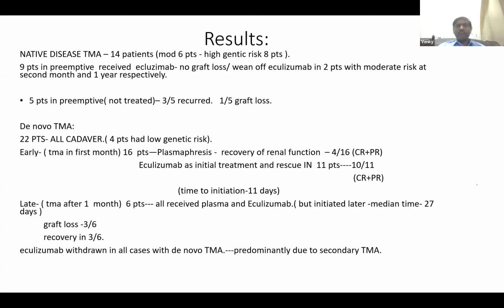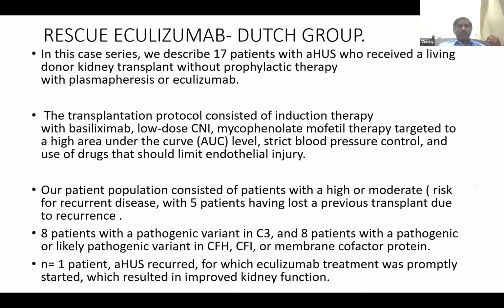So there was more graft loss, whereas they had a better recovery of renal function when it was initiated early. And also all these patients had a very low genetic risk. So predominantly these patients were secondary TMA patients. So they were able to withdraw eculizumab in all these patients with de novo TMA, predominantly due to secondary TMA. And this also shows that in secondary TMA, when plasmapheresis fails, eculizumab can be used as a rescue therapy. That's the thing.